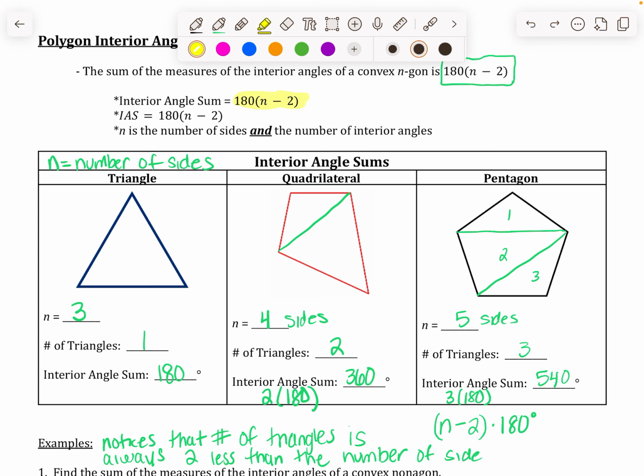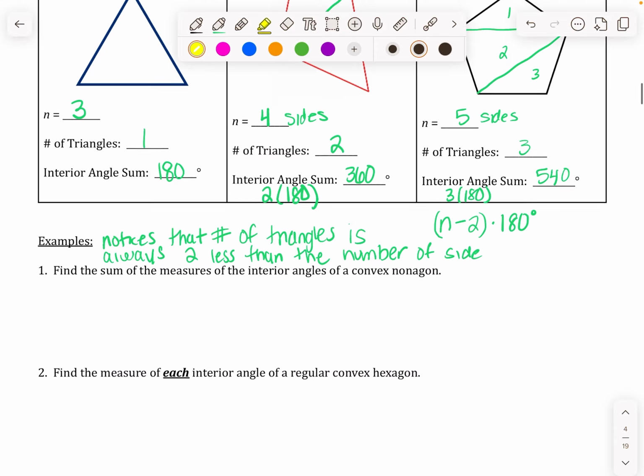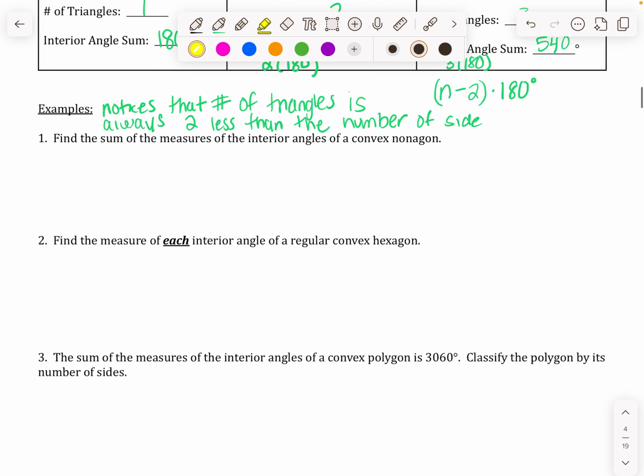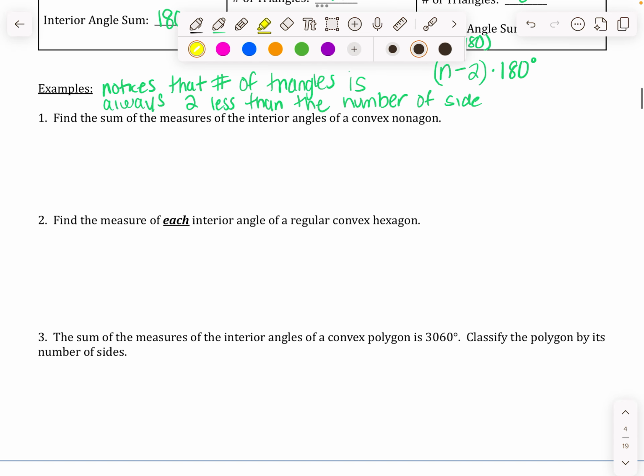Now I always do it the other way around because you can multiply in any order. So like for example, 6 times 7 and 7 times 6 are the same answer. So you can do 180 times n minus 2 or n minus 2 times 180. And I usually do it the other way around because I like to remember to take the number of sides, minus 2 to get the number of triangles, and then times 180.